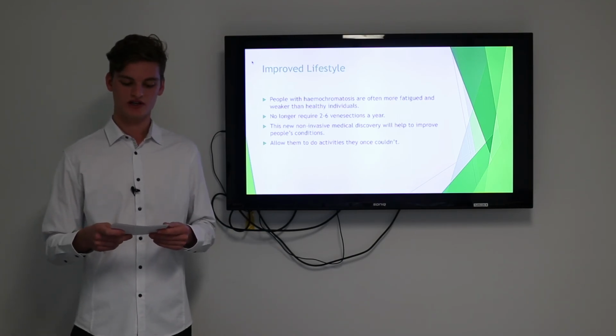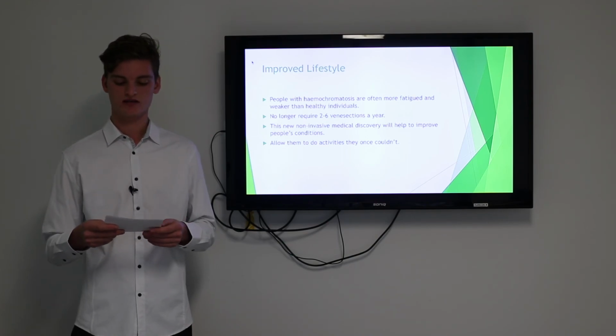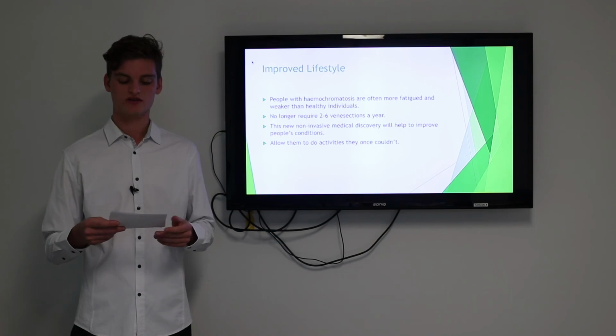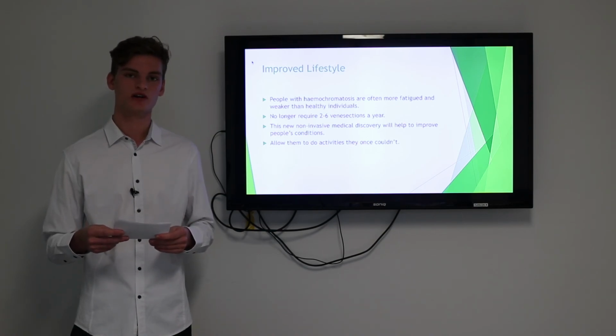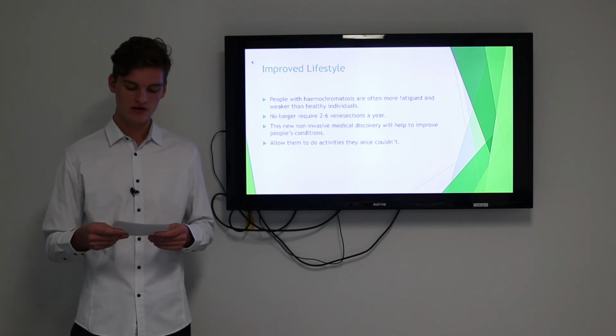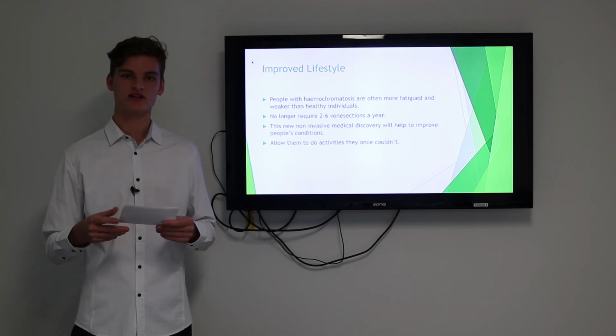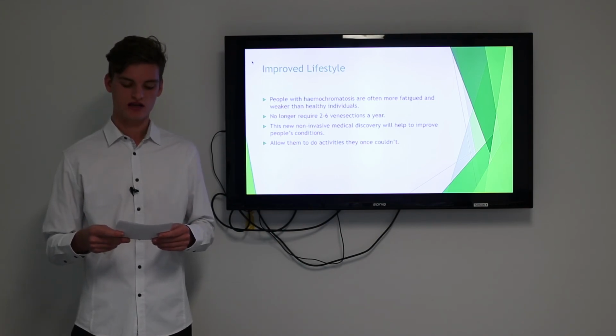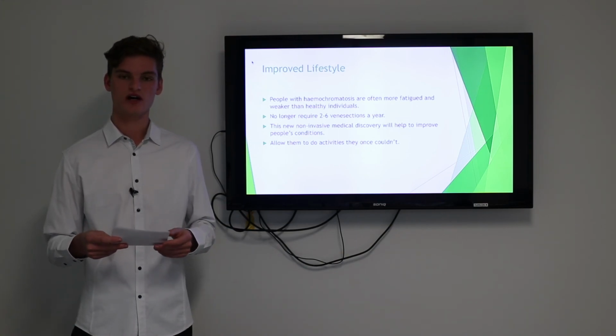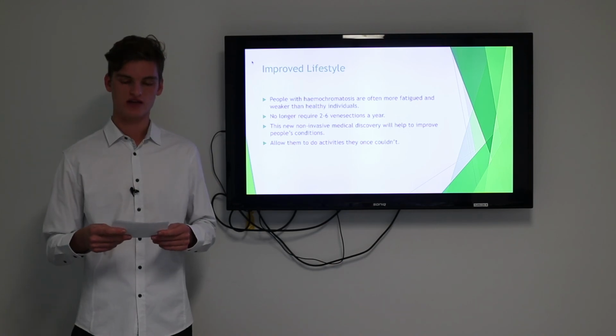No longer do they have to undergo 2 to 6 venesections every year. Instead, thanks to this development, they just have to take a pill whenever their blood iron becomes too high. Ultimately, this research and discovery of a new treatment has had a huge positive impact on society, enabling people with haemochromatosis to become more active, have more energy, and enjoy their lives.